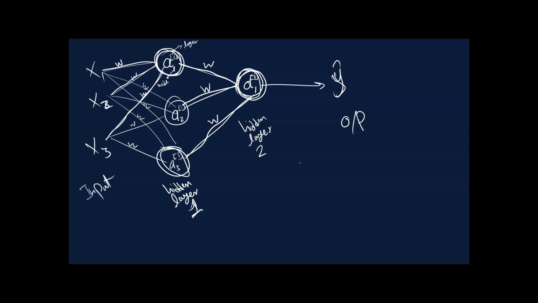Okay, so when we have more than one hidden layer, we say that this is a deep learning model. So deep learning is nothing more than that. It's just stacking more than one layer, more than one hidden layer.